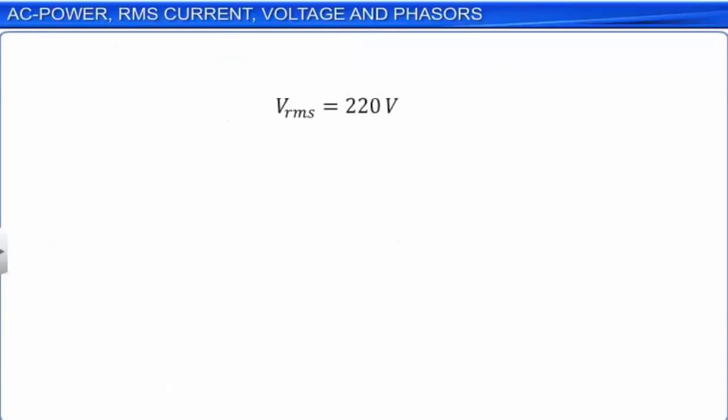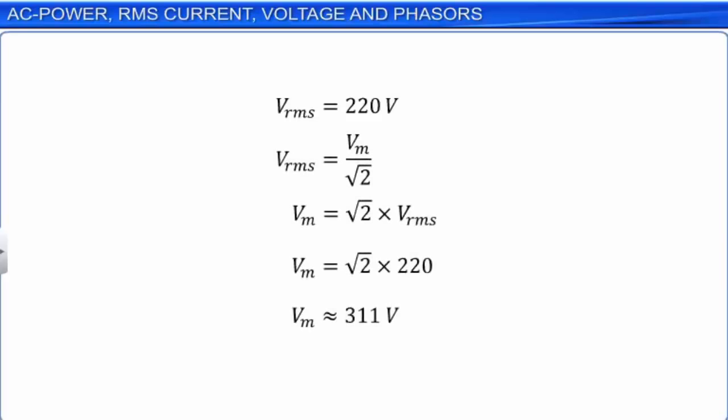The value of voltage normally used to describe an AC voltage is an RMS voltage. For example, domestic supply has 220 volts AC. Here, 220 volts is the RMS value of the voltage given to domestic consumers. The amplitude of the AC is root 2 times the value of RMS voltage. Thus, the amplitude of the AC given to domestic consumers is approximately 311 volts.